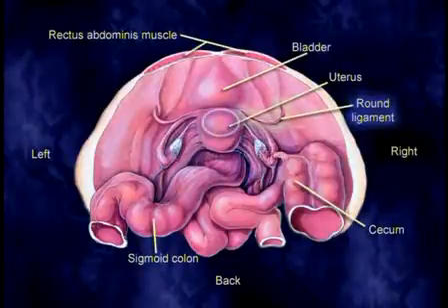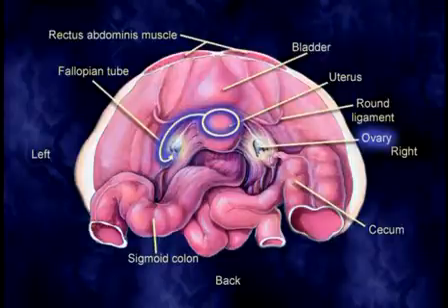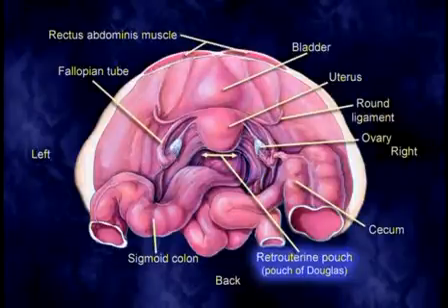Here we have the top or the dome of the uterus, and then the fallopian tube curling up and back to rest on top of the ovary on either side. Anatomically, very important. We have a pouch down here called the pouch of Douglas. Infections might find their way down here, abscesses.